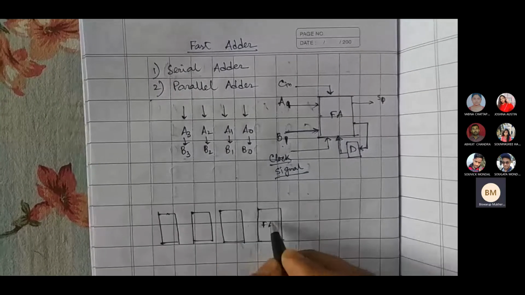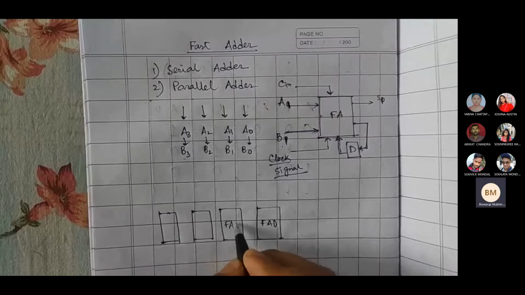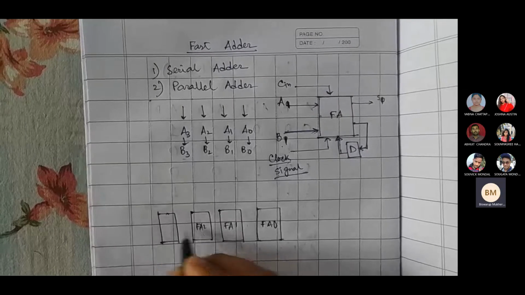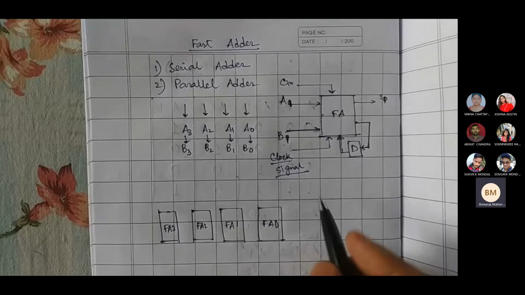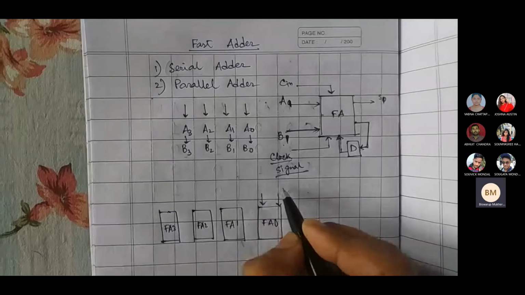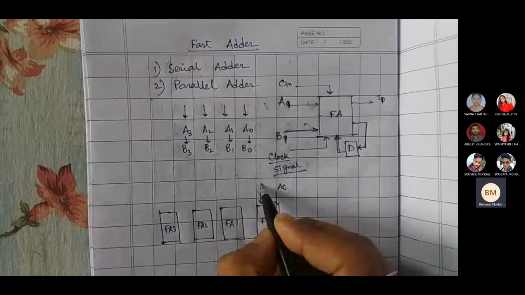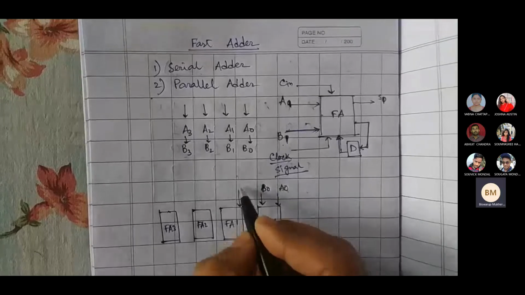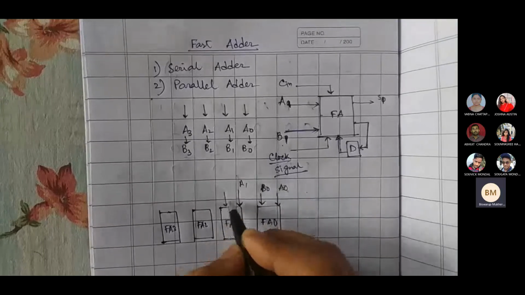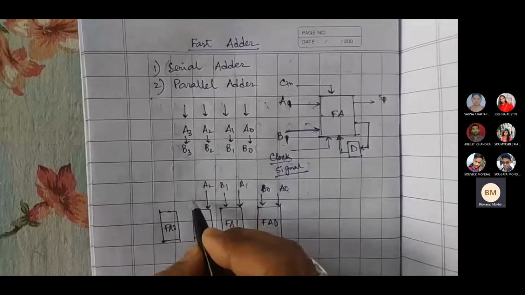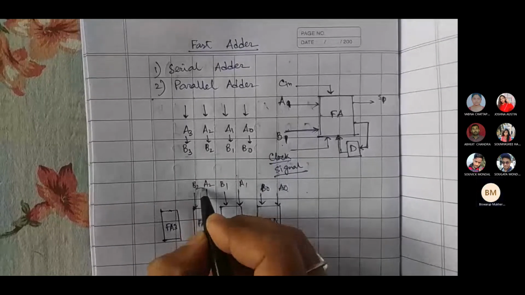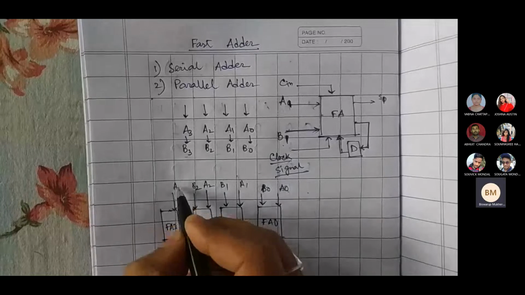Right, so full adder 0, full adder 1, full adder 2, and full adder 3. Along with that, the first one would be having A0, B0. Here you will be having A1, B1. Here you will be having A2, B2. And here you will be having A3, B3.